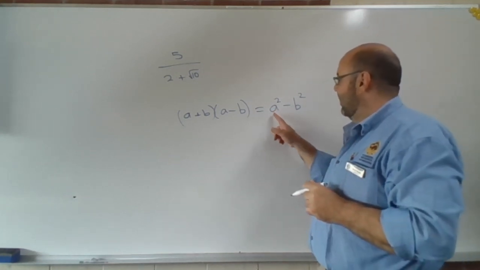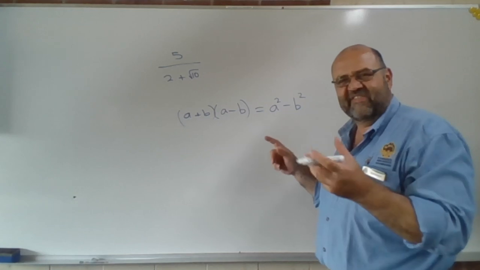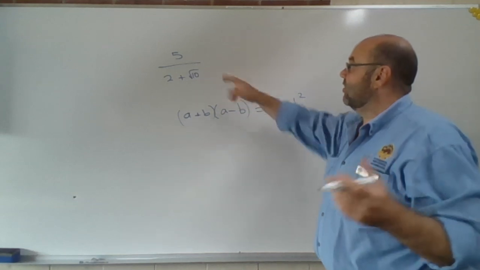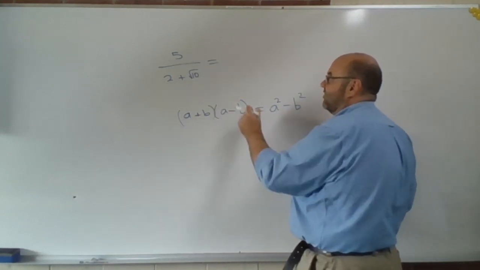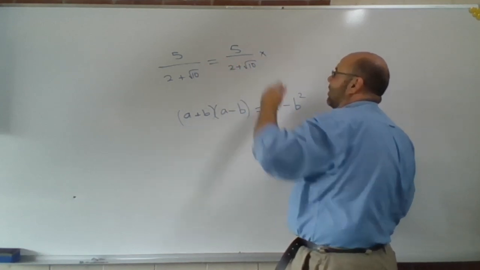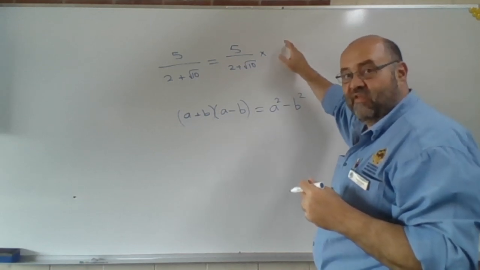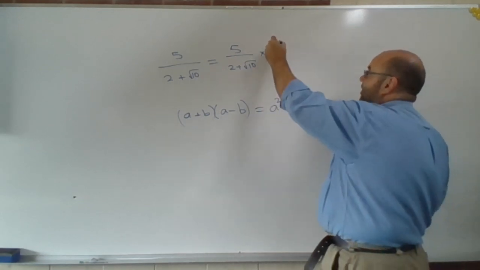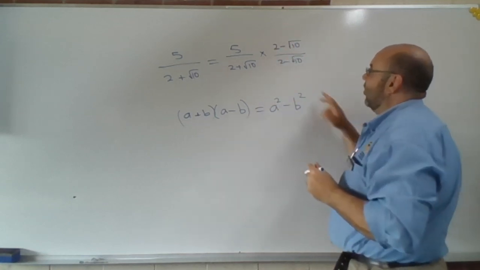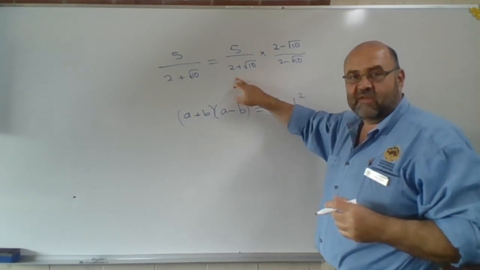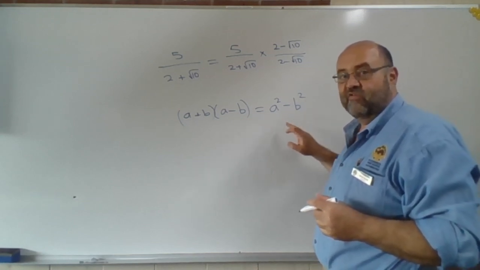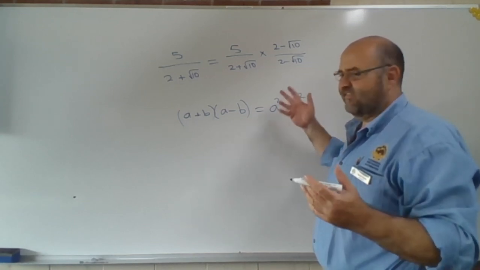Okay. Now I like that, a squared minus b squared, because if I've got a third and I'm squaring it, well then the third part disappears. So what I'm going to do here, I'm going to make use of this result. I'm going to have 5 over 2 plus root 10, and I'm going to multiply above and below, so it's going to be the same thing on the top and on the bottom, by 2 minus root 10 over 2 minus root 10. I want that conjugate pair where that's a plus and that's a minus, right? Because when I've got that plus and minus, I end up with a difference of two squares. Okay, so let's see how that works.